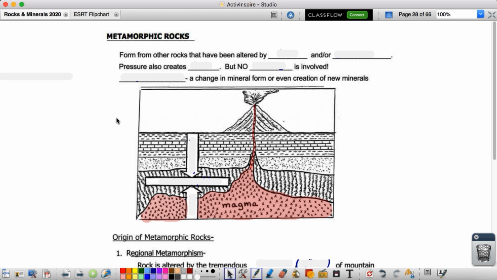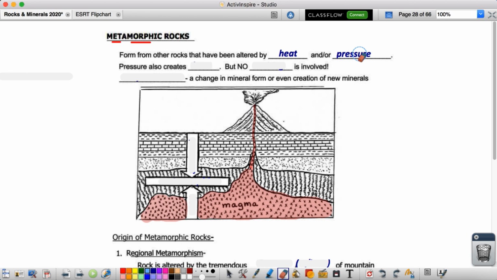Now the first thing I want you to understand about metamorphic rock is that meta in Latin refers to change, and morph means form, means change form. That's why they use the term metamorphosis to describe a caterpillar turning into a butterfly or a tadpole turning into a frog. So that means these rocks have been changed. These are rocks that have been altered by intense heat or pressure. Those are the things that can change a rock, heat and pressure.